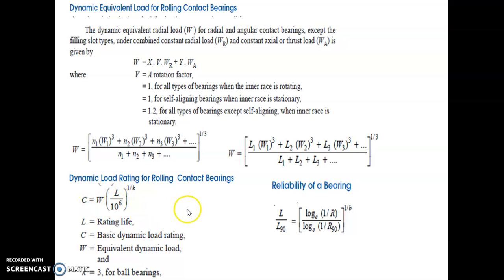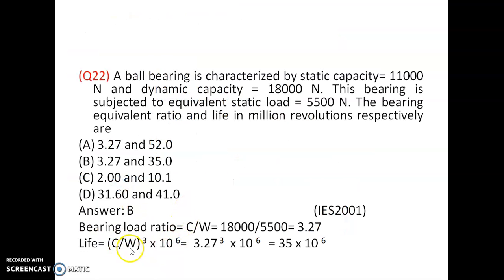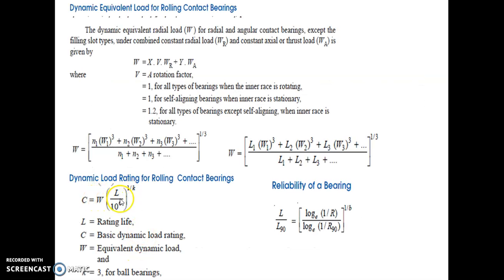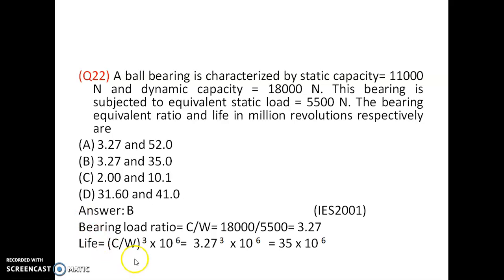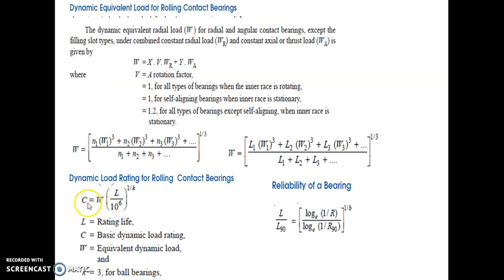C equals W into (L by 10 power 6) power 1 by 3. L is asked in the problem, so L equals C by W, power 1 by 3. If it comes to this side, it becomes C by W power cube. So life is asked in the problem, the rating life. L equals, for ball bearing, 1 by 3, so if it comes to the left side, it becomes C by W power cube.